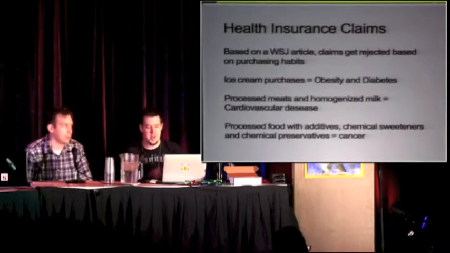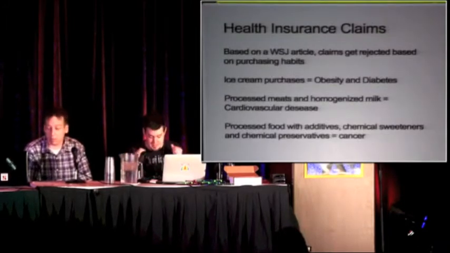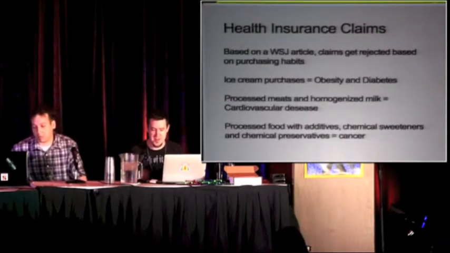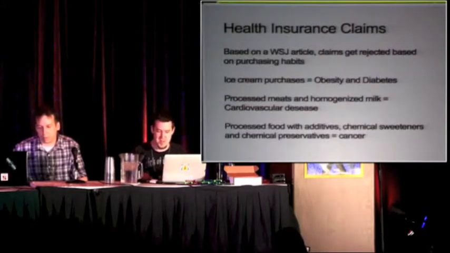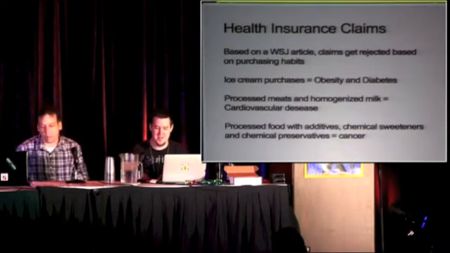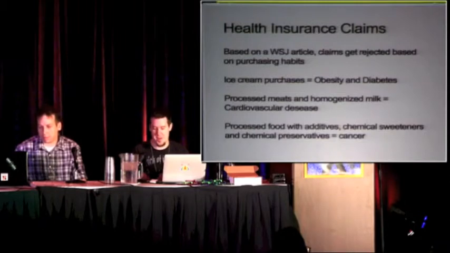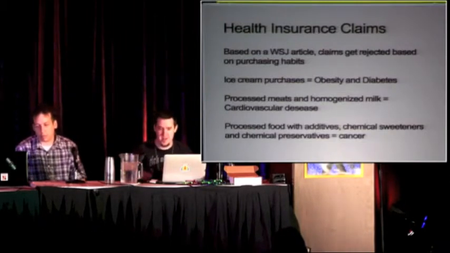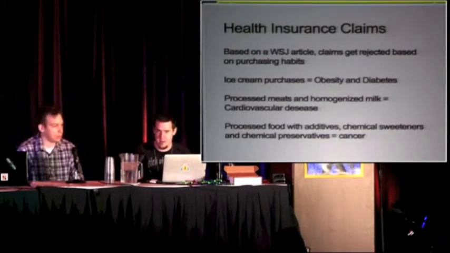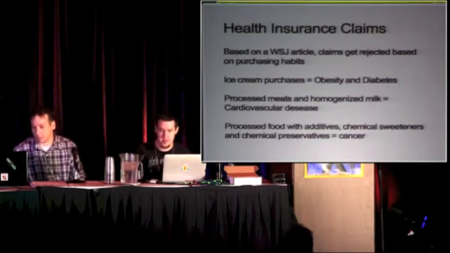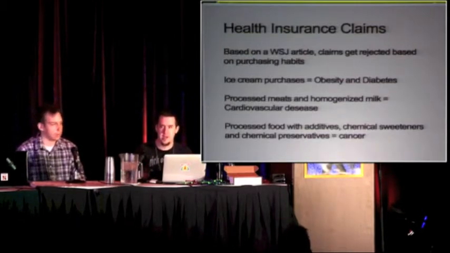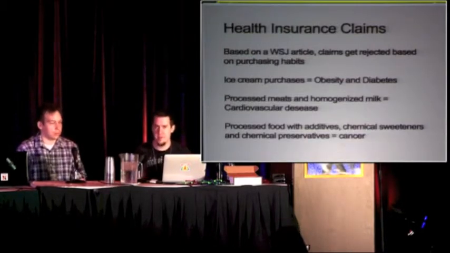But yeah, so insurance claims, on the same thing, like specific things: ice cream means obesity or diabetes, processed meats and homogenized milk mean cardiovascular disease, and then cancers with chemical sweeteners and all that. But seriously, you might get rejected for claims because of your shopping preferences. And that's horrible. I don't know if they're still doing that because I think they had a program called Smart Mouth.